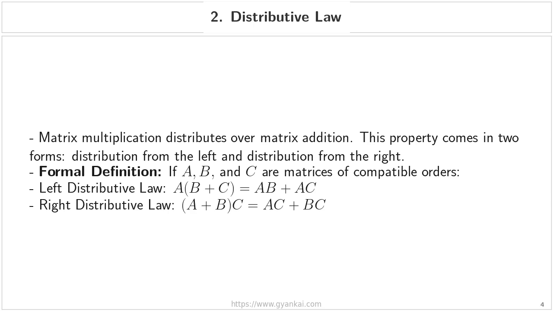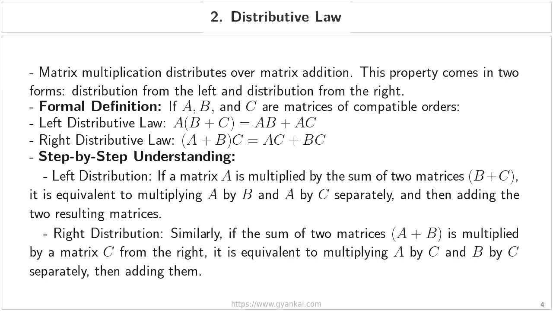Provided that matrices A, B, and C have compatible dimensions for these operations to be performed, we have two laws. First, the left distributive law states that matrix A times the quantity B plus C is equal to matrix A times B plus matrix A times C. Second, the right distributive law states that the quantity A plus B times matrix C is equal to matrix A times C plus matrix B times C.